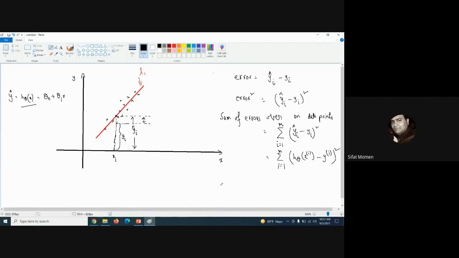This is the sum of the errors. So what's the average error? How many data points were there? M. So the average error will be 1 by m times that, right?